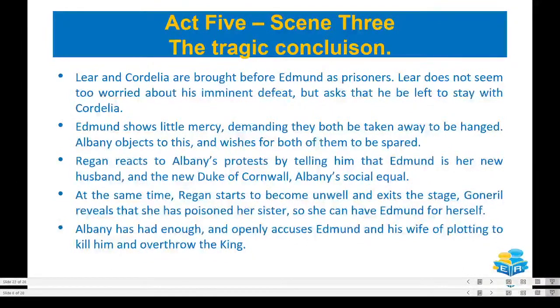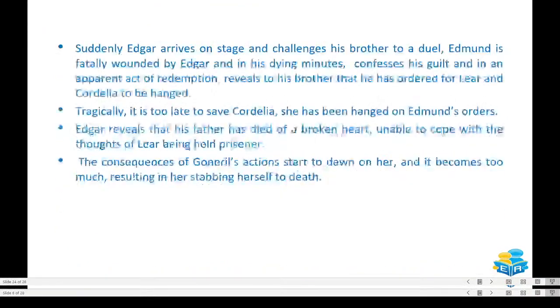So Goneril has poisoned Regan, and Albany has had enough, and he openly accuses Edmund and his wife of plotting to kill him and overthrow the king. Keep going. Suddenly, Edgar arrives on stage and he challenges his brother to a duel. So remember, this is Shakespeare. It's meant to be dramatic. It's meant to be over the top. It isn't meant to be real life. Okay, it's classical drama. It's classical theatre.